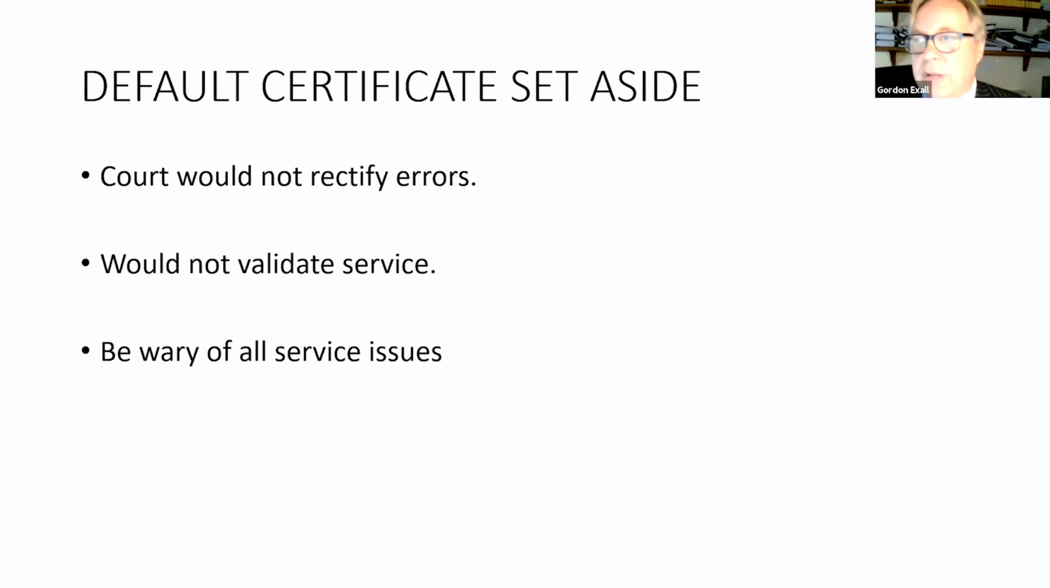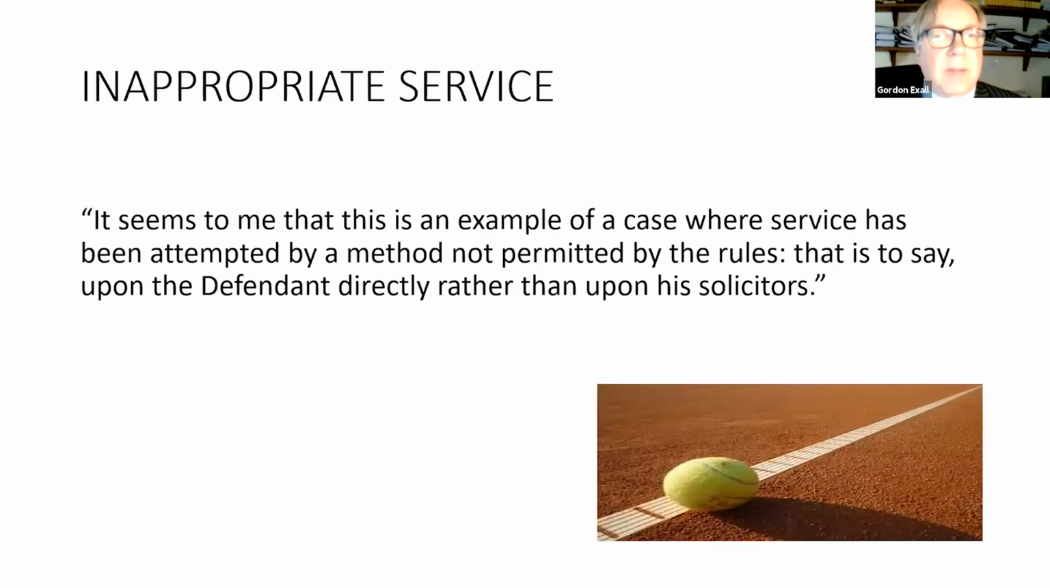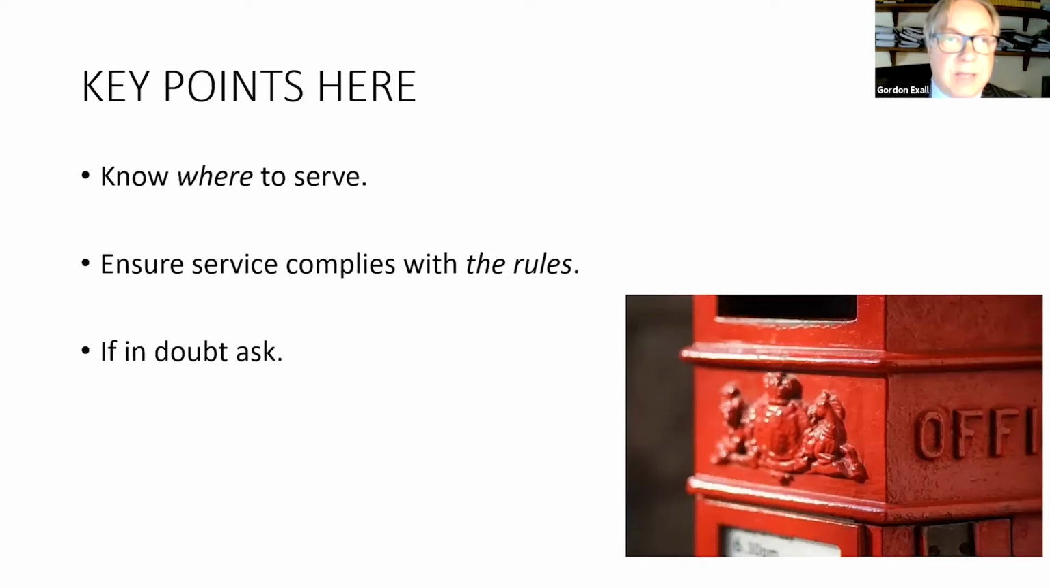The court said it wouldn't rectify the errors, it would not validate service, and to be wary of all service issues in the future. It had no sympathy at all with the claimant, who just hadn't bothered to look at the rules or even think about complying with the rules. Because what had happened was that service had been attempted by a method not permitted by the rules, that is to say, upon the defendant directly rather than upon his solicitors. So the key points to take away from that are: know where to serve, ensure that service complies with the rules, and if in doubt, ask. It's a simple matter to ask, where do you want service to take place?